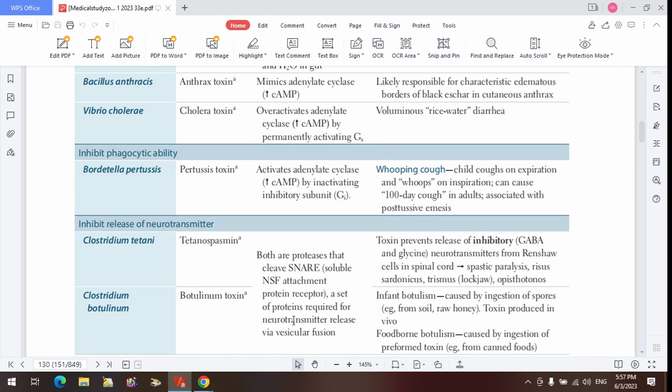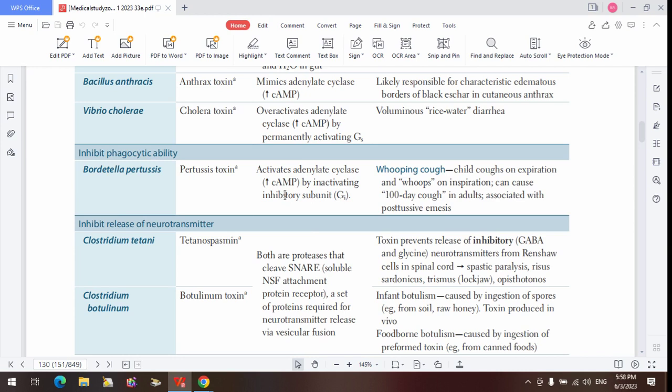How does it do it? It does it very similar to the fluid secreting ones. It also activates adenylate cyclase, just like our labile E. coli will do, to activate adenylate cyclase, increasing cAMP. But how does it achieve its own? It does not stimulate GS like cholera.